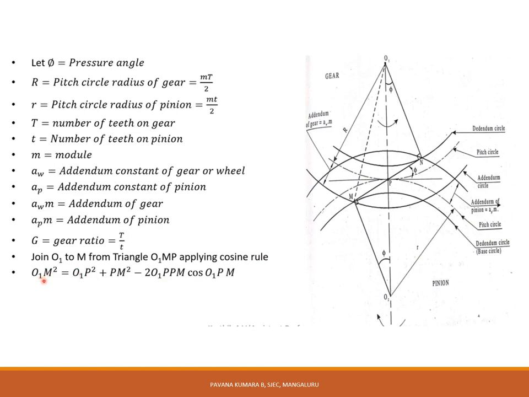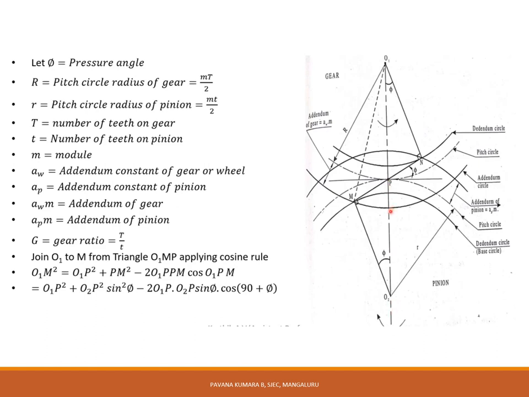So from that cosine rule we can write O1M square is O1P square plus PM square minus 2 O1P and PM cos O1PM. Then O1P square plus PM square we can also write as O2P square. This triangle is a right angle triangle, so from that we can determine the angle, that is phi. Sin phi is opposite divided by hypotenuse. The hypotenuse is this one. Sin phi is equal to opposite PM divided by O2P.